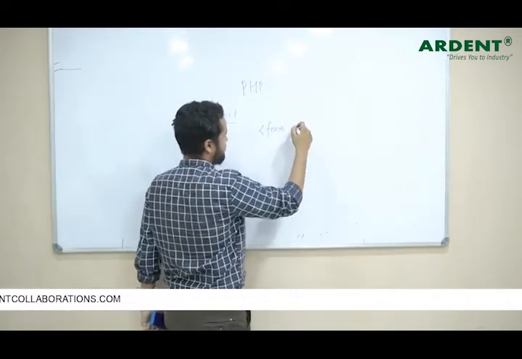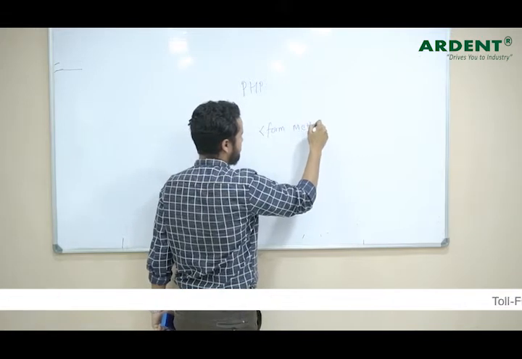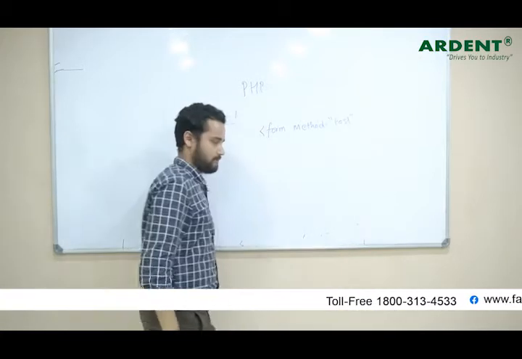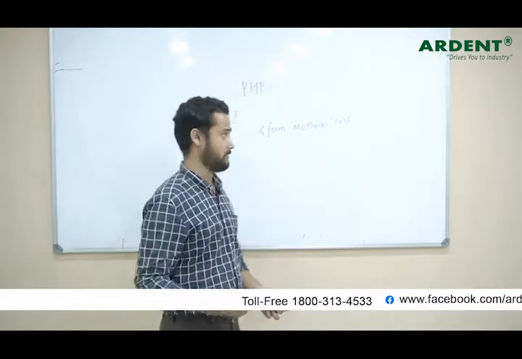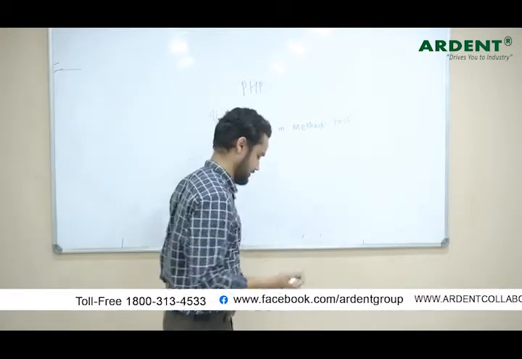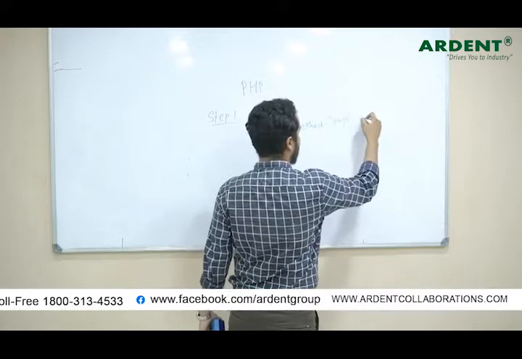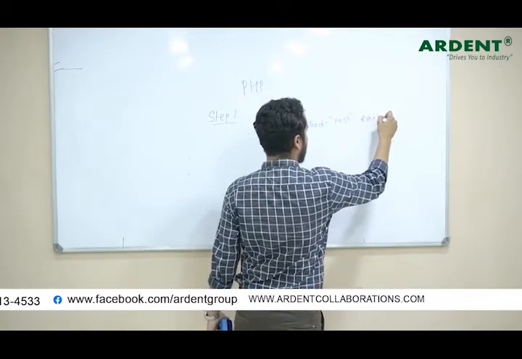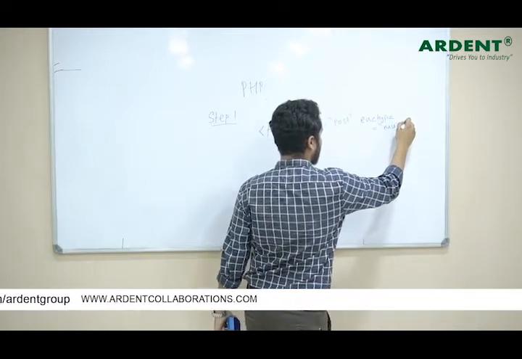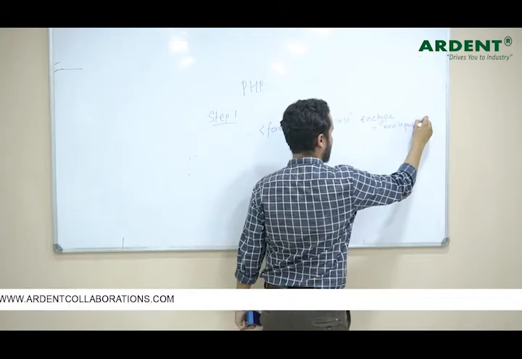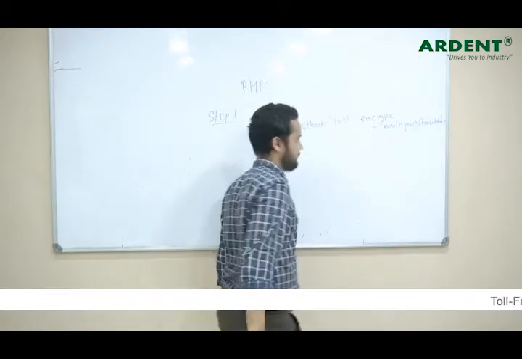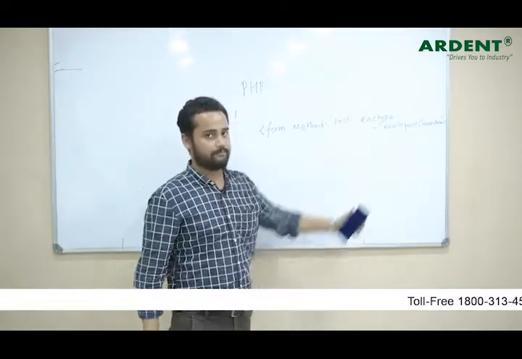You have to have 2 attributes. One is method, that has to be post. You know what a get and a post request are. If you don't know, you can check the videos on get and post methods, which will be discussed later. And the encryption type should be multipart/form-data. You have to write this to upload a file.